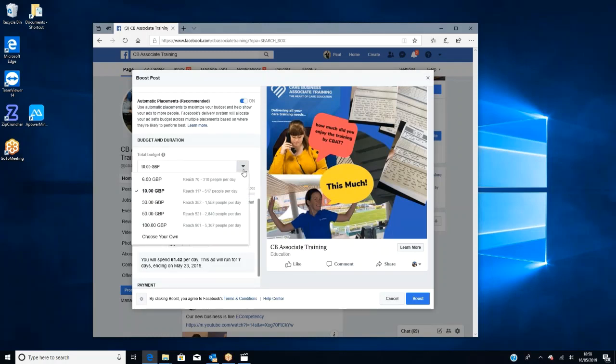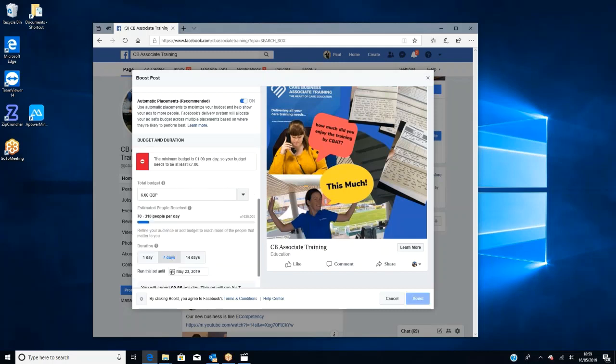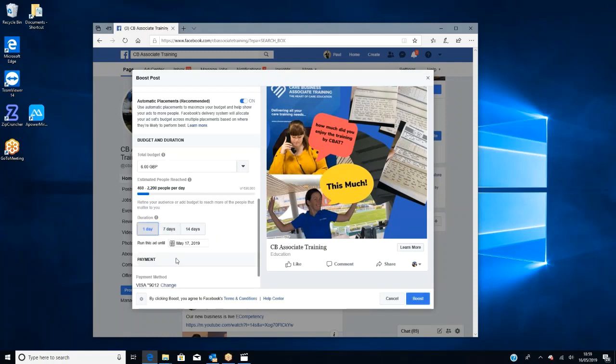So basically, if I now say, okay, actually, I want to spend a lot more than that, that's telling me that I will reach 900 to 5,400 people per day of this. I can go a lot higher in budget if I want, or you can go a lot lower. There's times I've done it for £6, but it has a minimum of £1 per day. So I might decide I want to run it for 1 day and see what the results are, and just pay my £6.